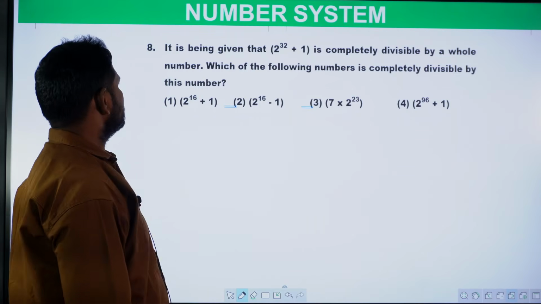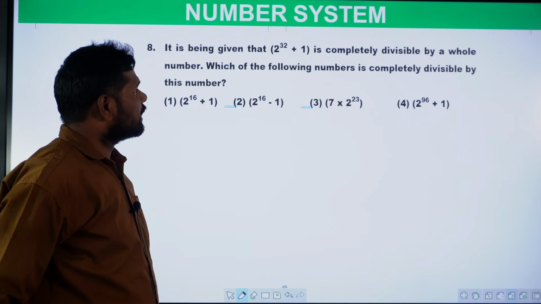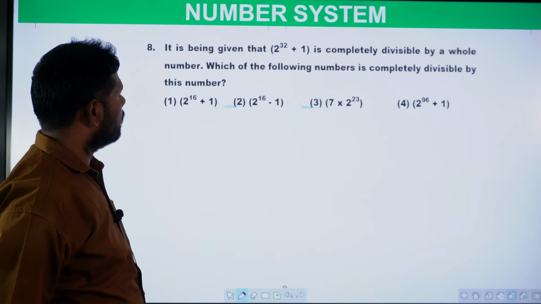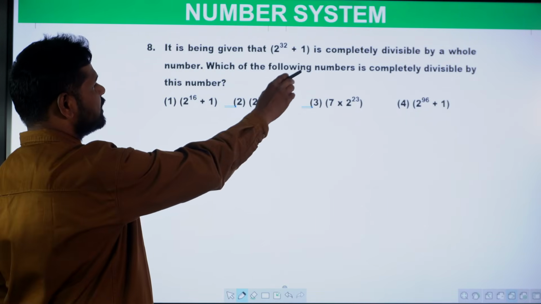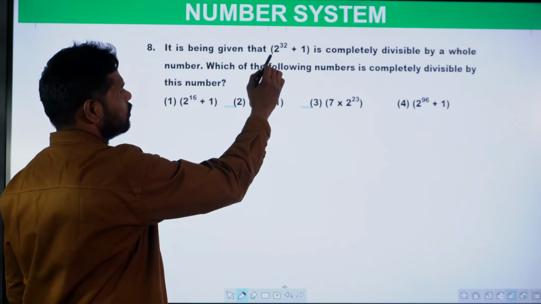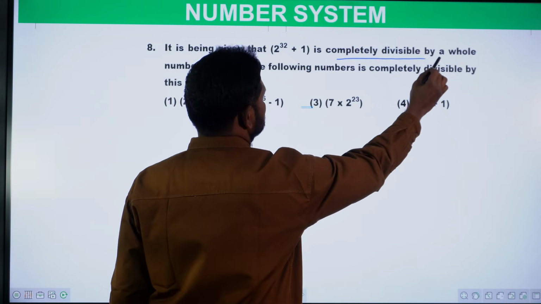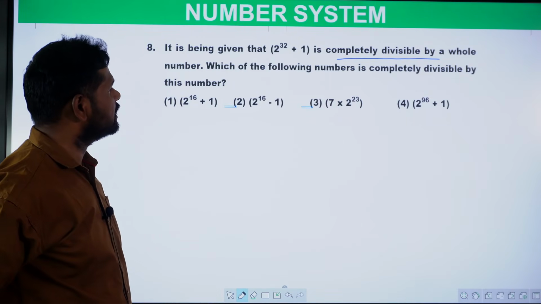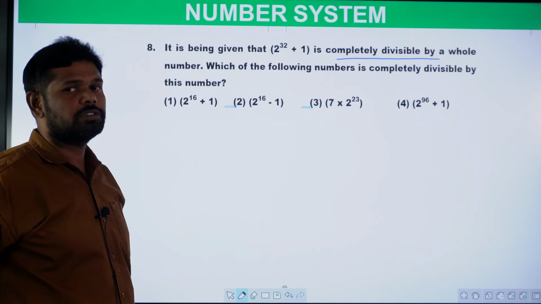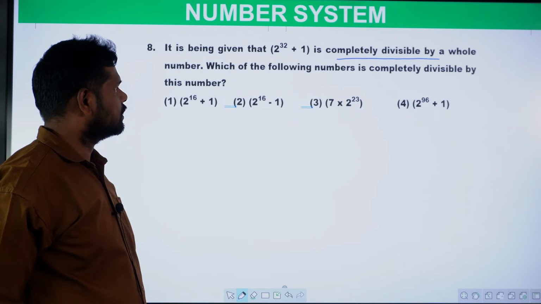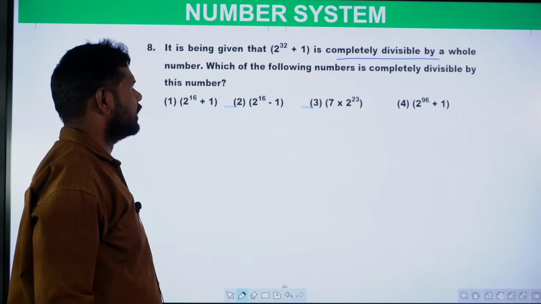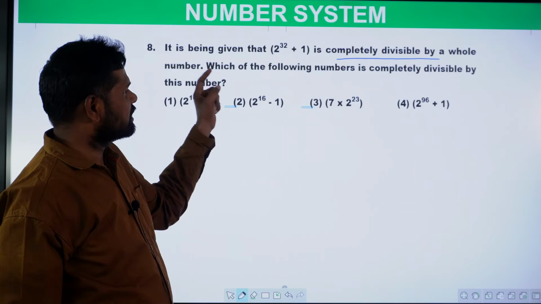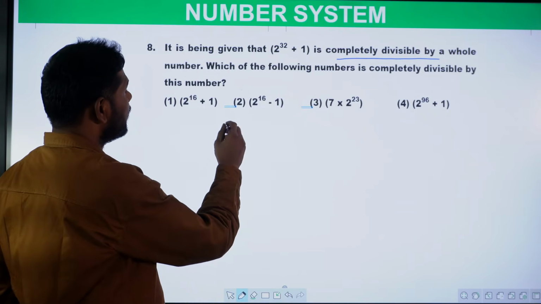Next one. It is given that 2 power 32 plus 1 is completely divisible by a whole number. Which of the following numbers is completely divisible by that number? This number is completely divisible by a whole number, but which of the following is completely divisible by this number?